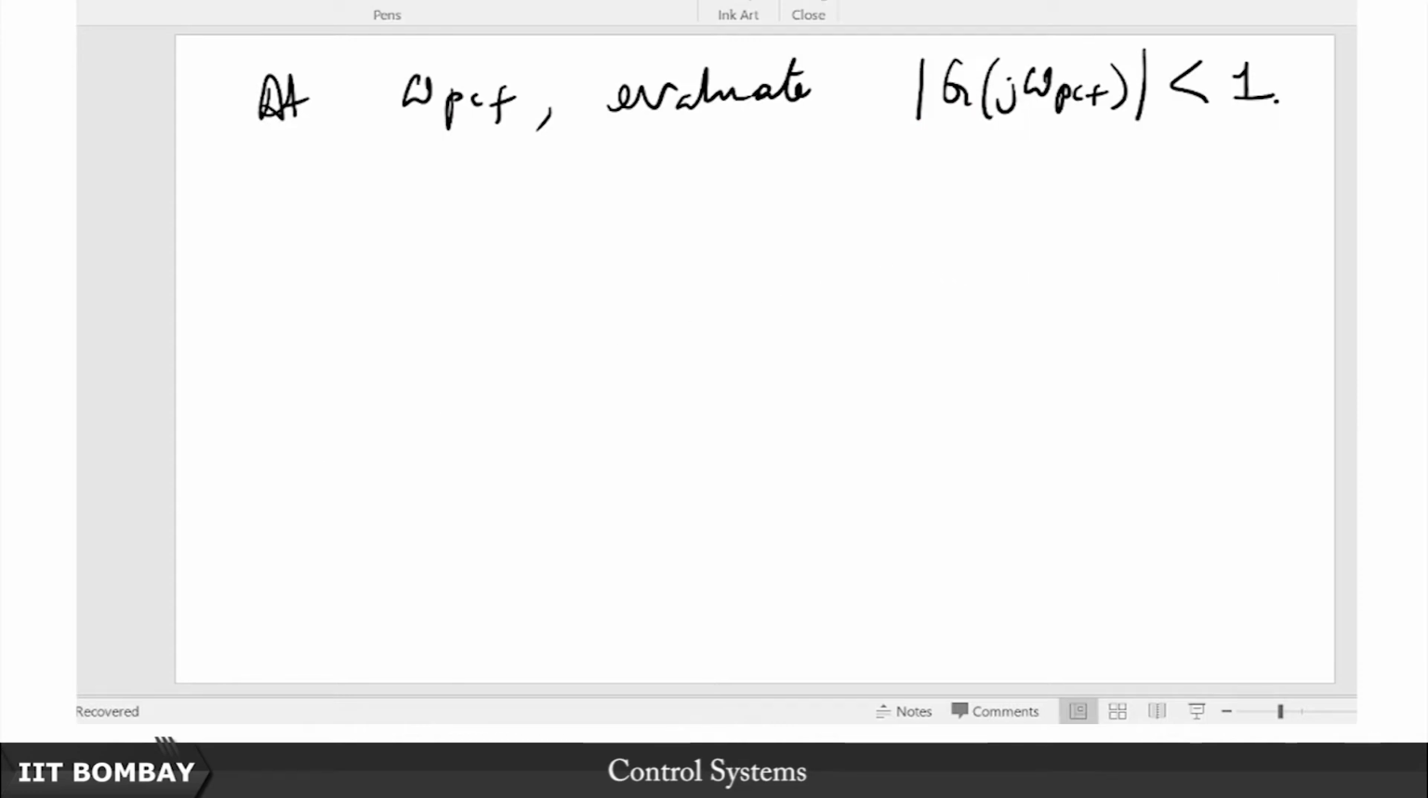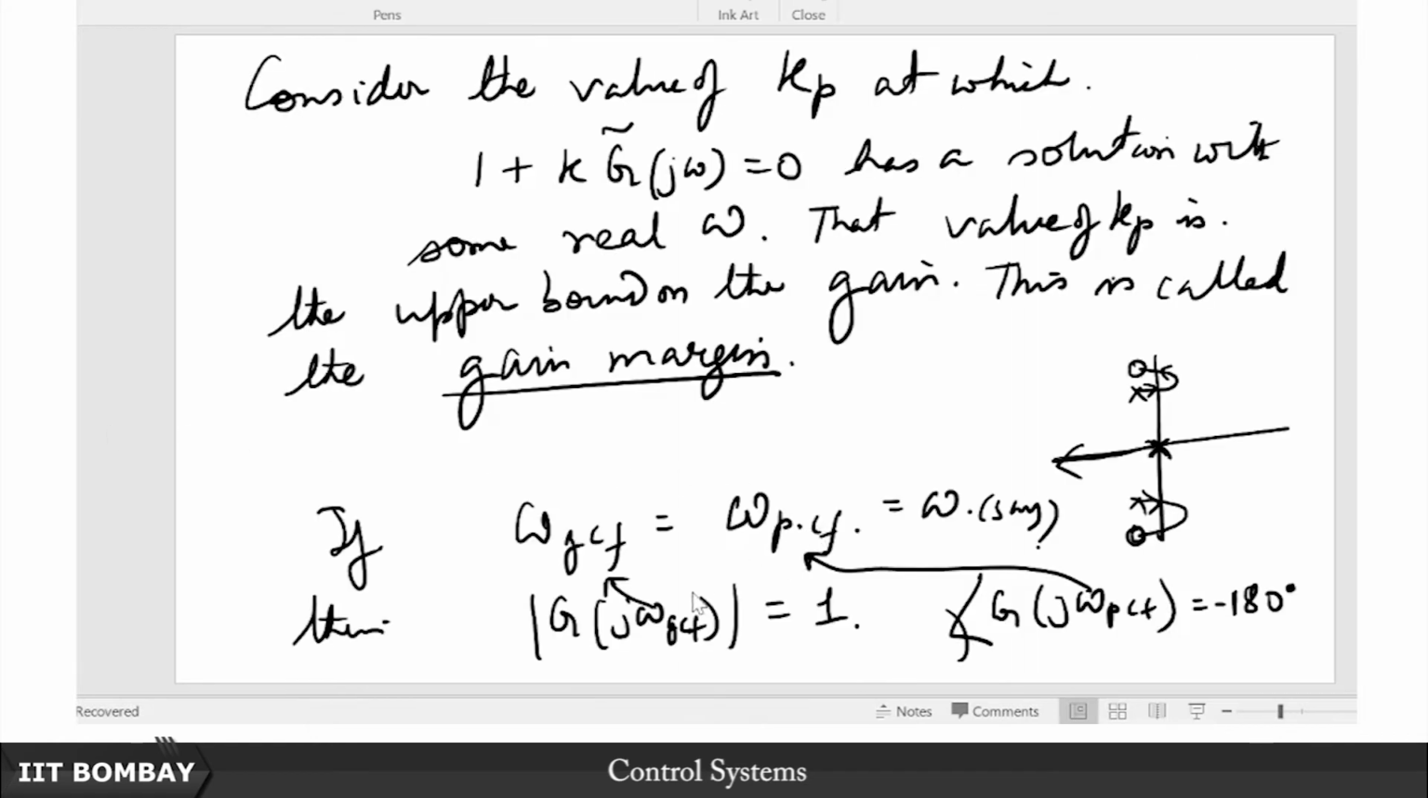And why am I saying this is a desirable condition? It is because this means that when this angle criterion is met, I do not have the gain that is required to satisfy this equation. Okay, right? Now look at this.